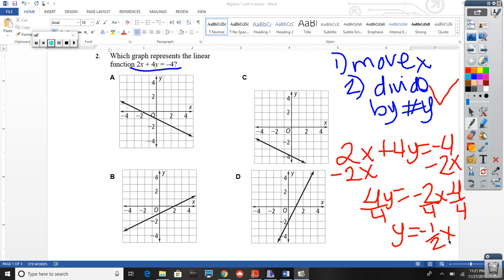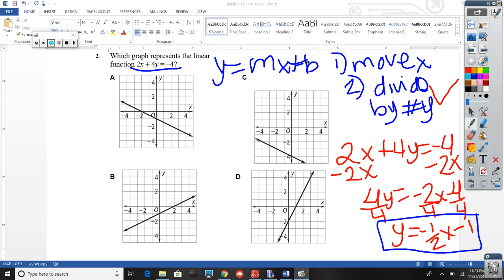Negative 4 divided by 4 simplifies to negative 1. So now I have to work with this right here. Remember, this right here in blue is in the form of y equals mx plus b. That means this right here is my slope, my m, and this right here is the b.